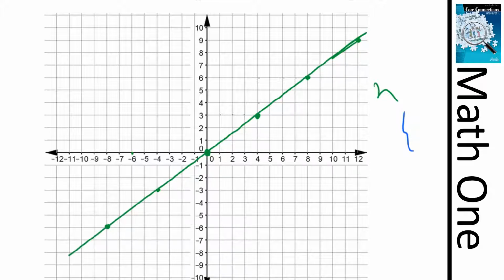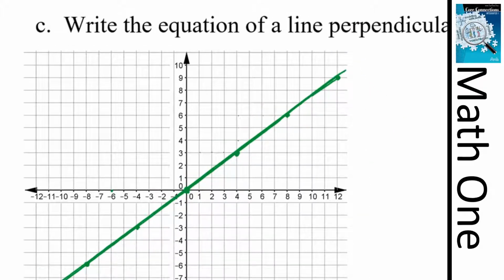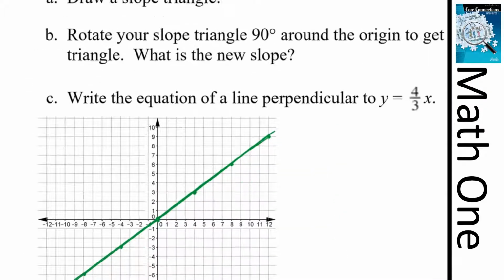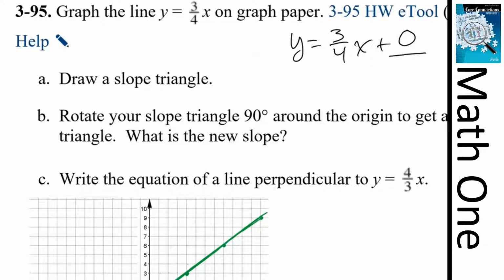I need to get a ruler that is not plastic. It's just too slippery on the glass screen. Okay, so here is the line. Up 3/4 is my slope pattern, and it has a y-intercept of 0.